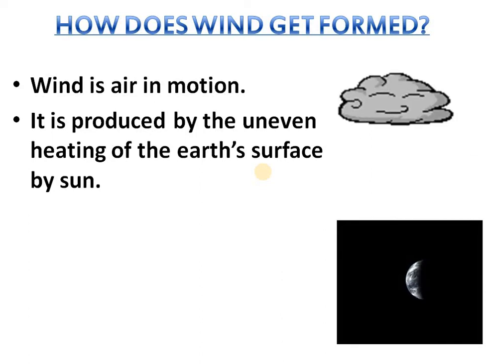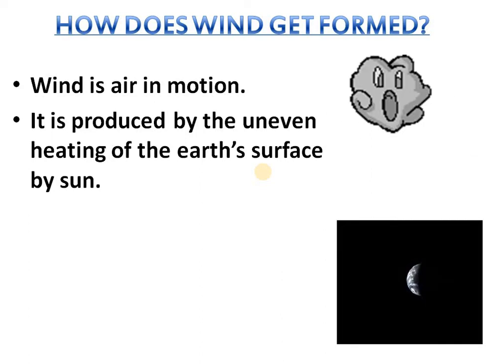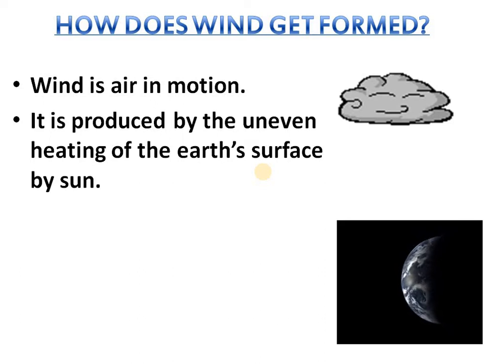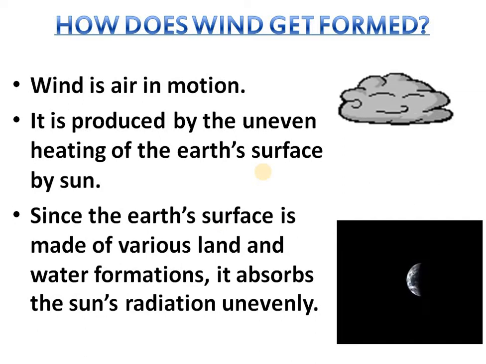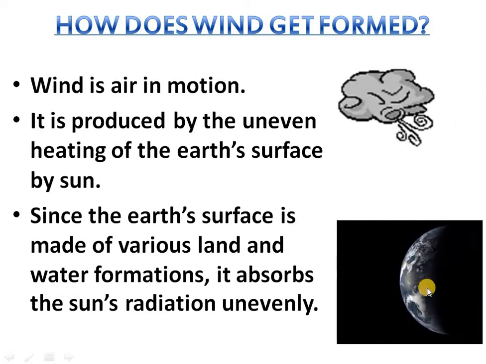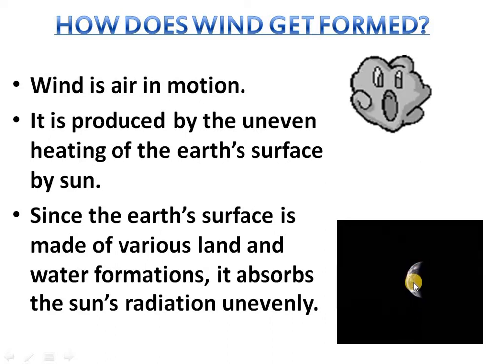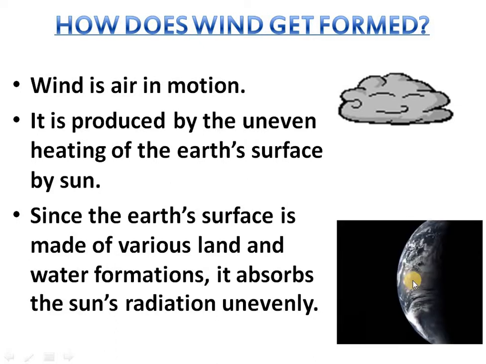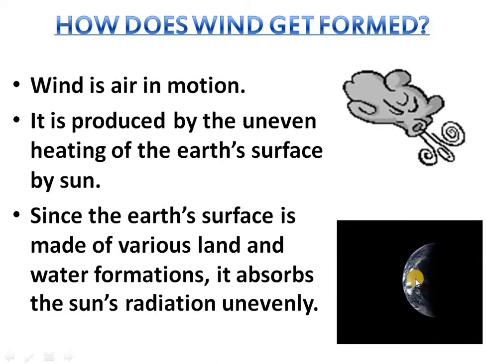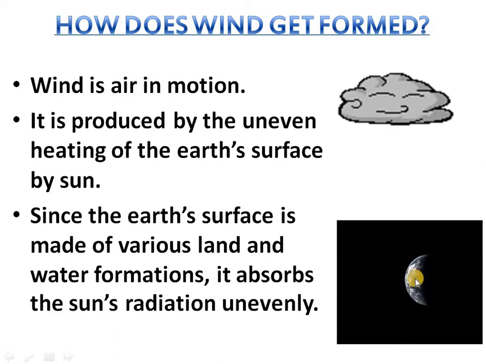So wind usually occurs whenever there is a different temperature level, or uneven temperature, in a region. And this is happening because of different reasons. One is the rotation of the Earth. The other is land and sea heating. Land and sea may be heated differentially. That is another case.